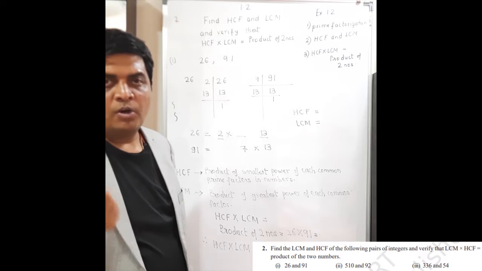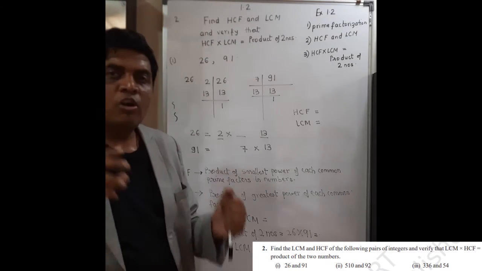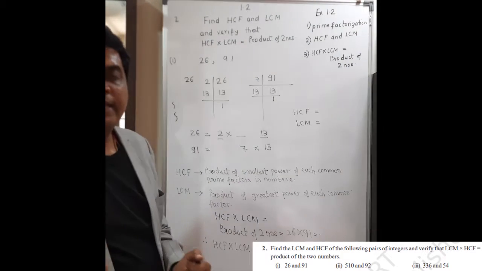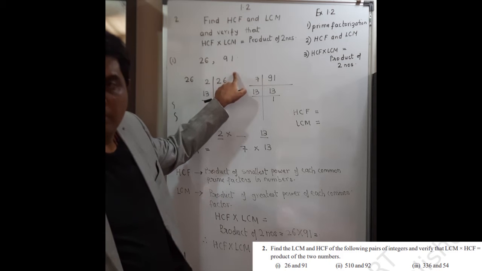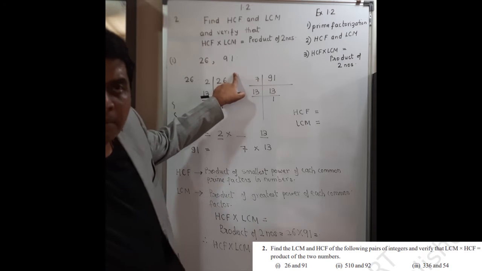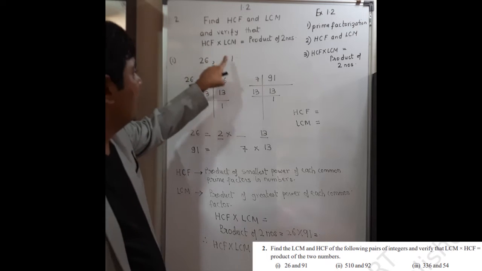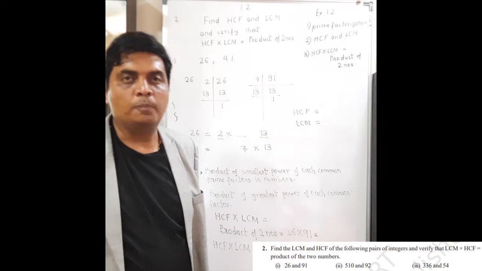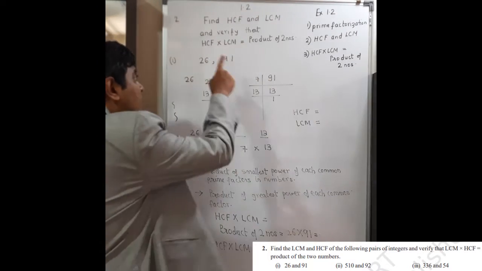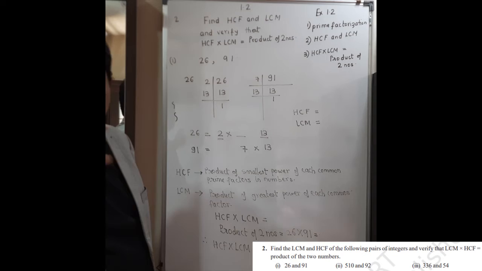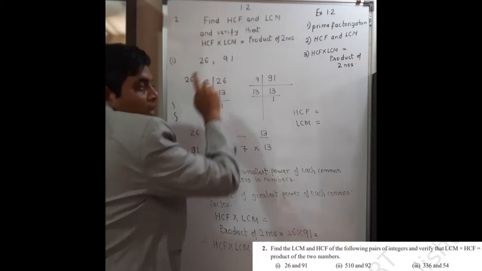And LCM. What is the meaning of LCM? It is least common multiple. It is the smallest number which is divisible by both of them. That means you have to find the smallest number which can be divided by 26 and by 91 also. And highest common factor is that number which will divide 26 and 91, the biggest or the highest factor which will divide both of them.